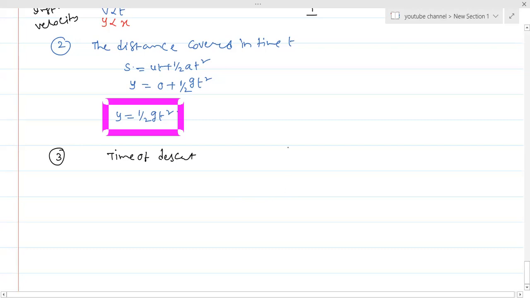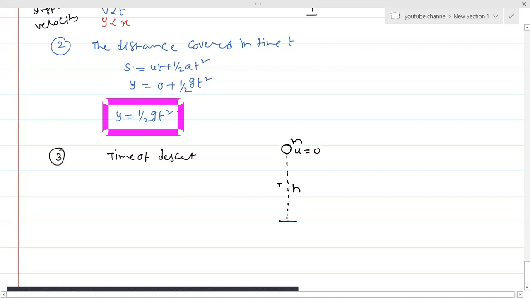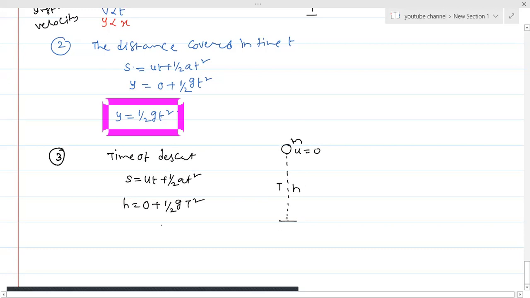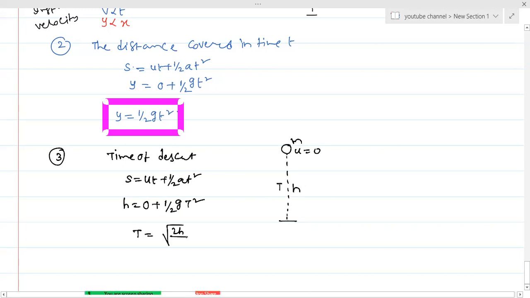For example, if you are taking a body here of mass m, initial velocity equal to 0. For example, it reaches the ground h in a time t. So S equals ut plus half at square we will apply. S is nothing but h, initial velocity equal to 0, plus half into g into t square. So therefore we have t equal to root of 2h by g.